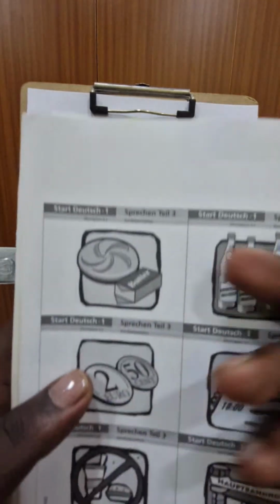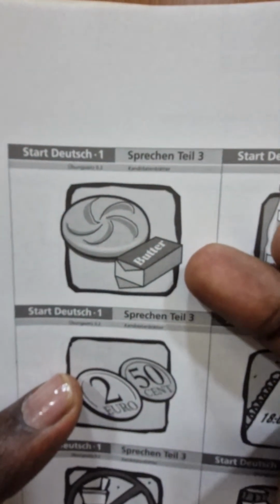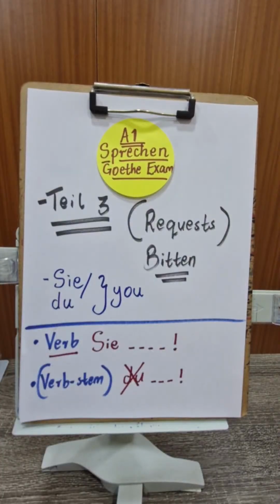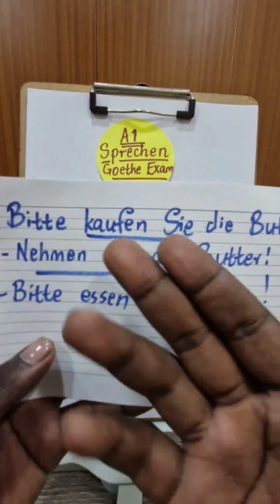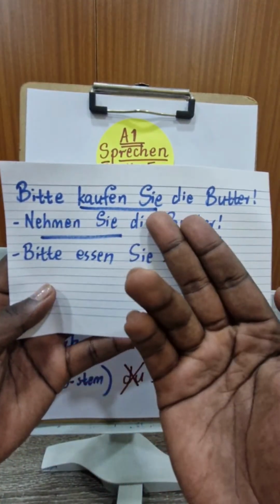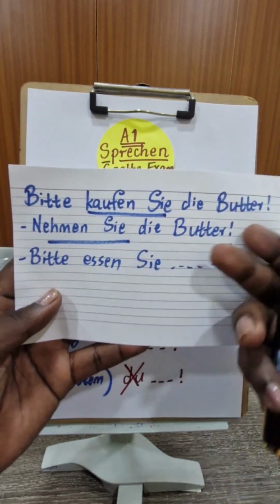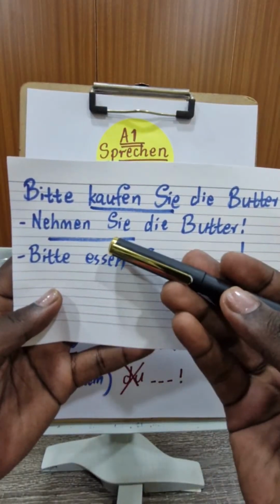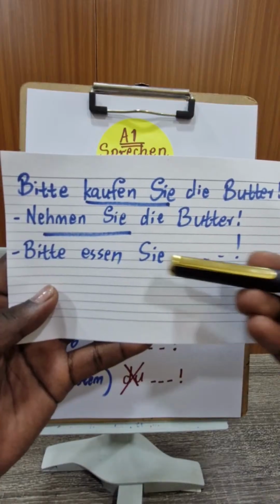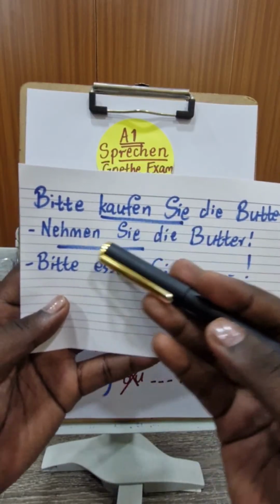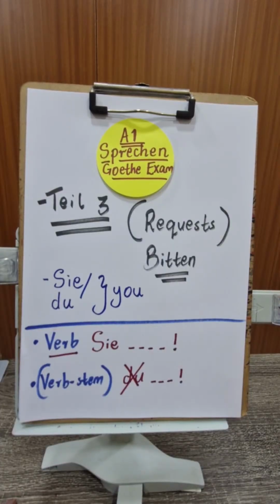In our first example, you are given the photo of butter. Butter is feminine, die Butter. We've given examples like: Bitte kaufen Sie die Butter, please buy the butter. Nehmen Sie die Butter, take the butter. Bitte essen Sie. So in the Sie form, you begin with the verb: kaufen Sie, nehmen Sie, bringen Sie, and so on. That is how we do it in the Sie form.